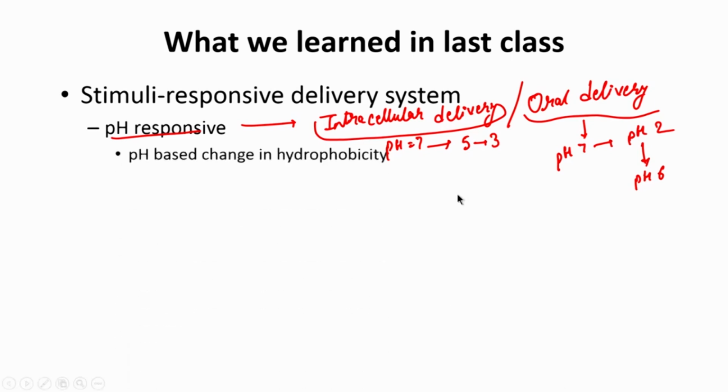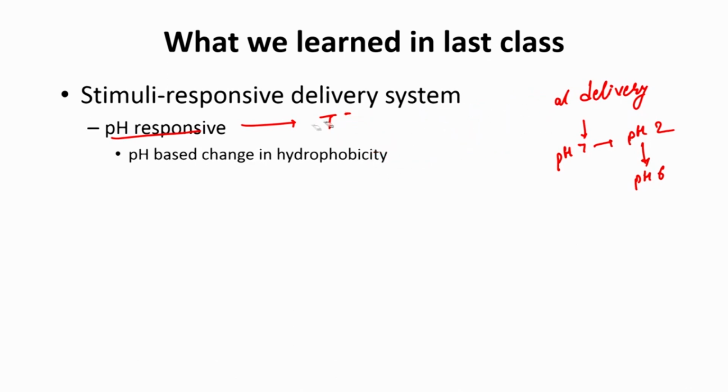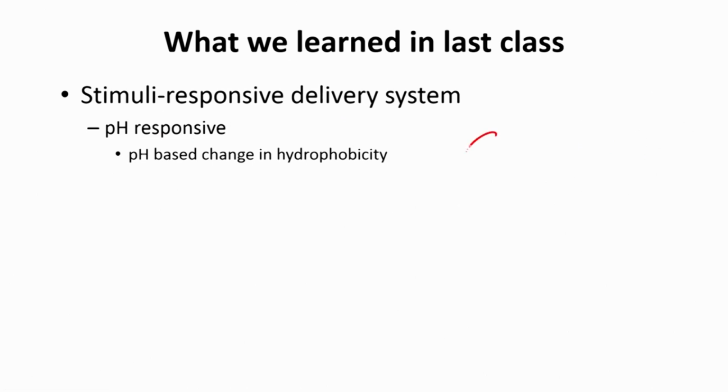In that, we first talked about pH based change in hydrophobicity. We said that at a certain pH the polymer that you are using is going to become extremely hydrophobic, and if it is, let us say, encapsulated in an endosomal membrane, then it will try to interact with the membrane bilayer lipids and cause disruption. Once it causes disruption, whatever is inside is going to come out. So, that is one way, more on intracellular delivery.